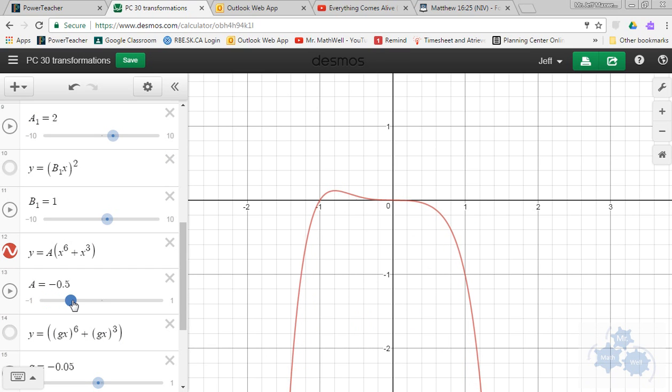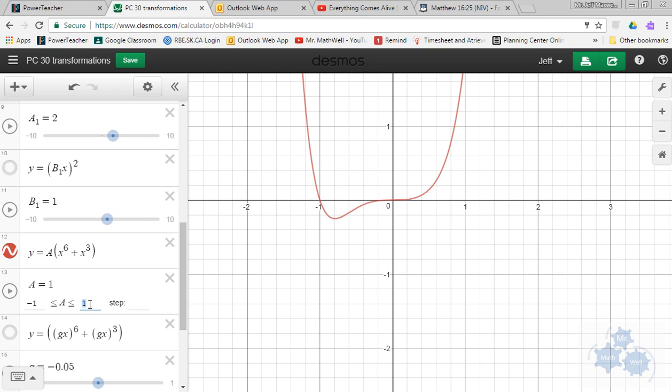If we set this equal to 1, you know what this looks like, right? Okay, and I'm going to have to change this to, let's go with like 5, and we can go just 0 there. Okay, so there's 1. Now, if I increase A, that should do what to this graph? It should stretch it vertically, right? So a stretch vertically. If I go greater than 1, so let's see.